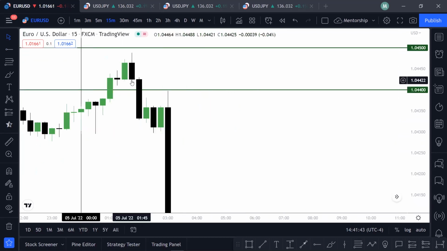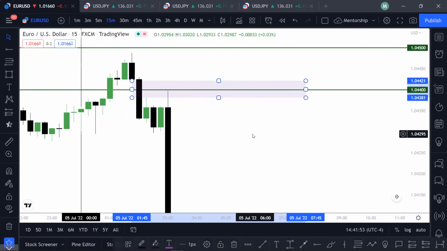Oh, it is an imbalance. To me, it's not an imbalance. I'm not going to use those concepts of imbalance and order block yet in this series. So we're not going to use those strategies here. Imbalance, this and that.